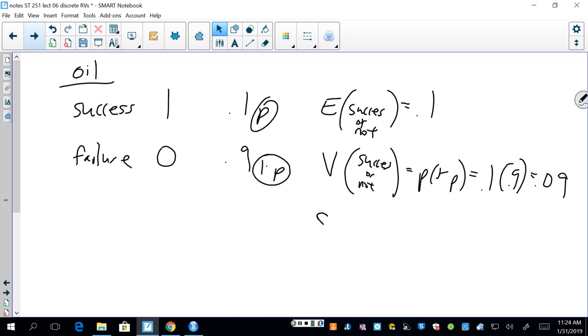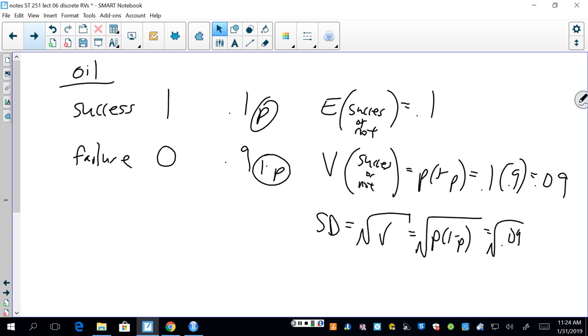The standard deviation of a variable is the square root of the variance. So in this case, the standard deviation of a Bernoulli is the square root of p times 1 minus p. The square root of 0.09 is actually 0.3.